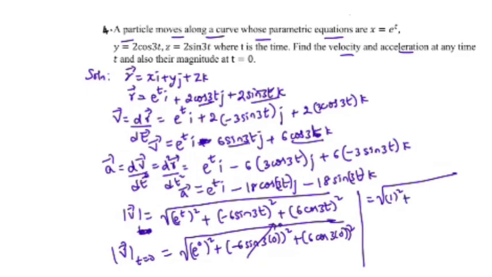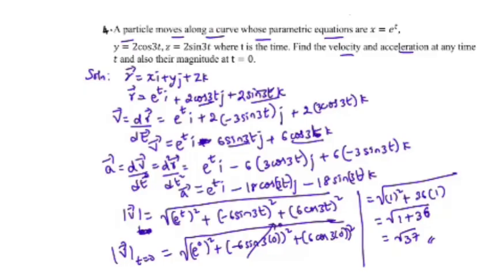Then plus 6 times 6 is 36, cos 0 will be 1, so it will be into 1. So that will be the root of 1 plus 36 into 1, which is 36. So 36 plus 1 will be 37. So the root of 37 will be the magnitude of velocity at t equals 0.